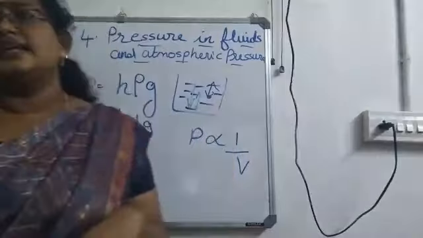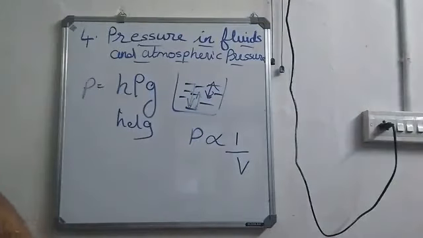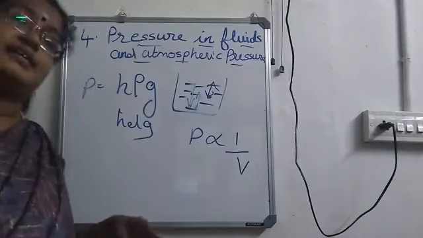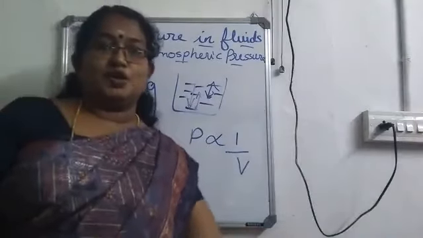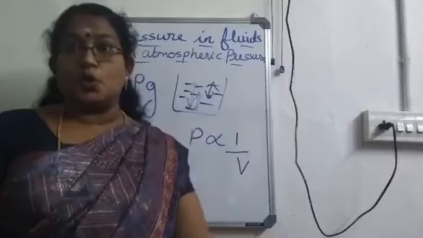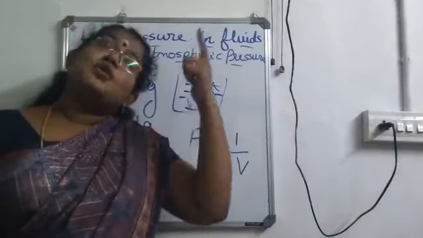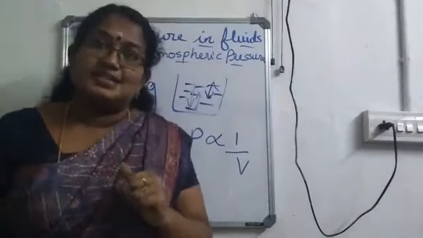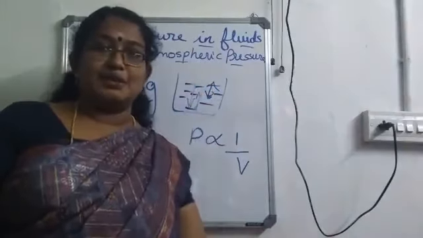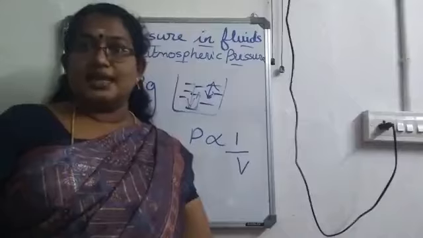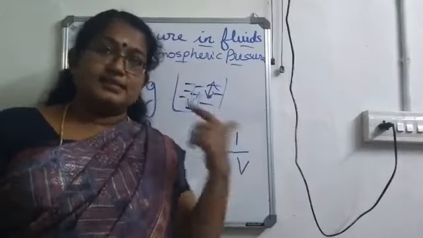Then another example is in the case of water supply tanks. So in the house, where are we keeping the water supply tanks? Is it kept on the floor or the ground? No. The water tanks are always kept at a greater height. So what is the reason? And where are the taps? Taps will be near the ground, isn't it? And the tanks will be kept at a greater height.